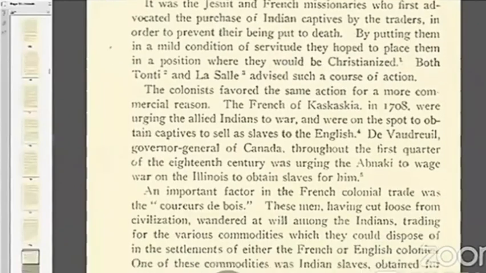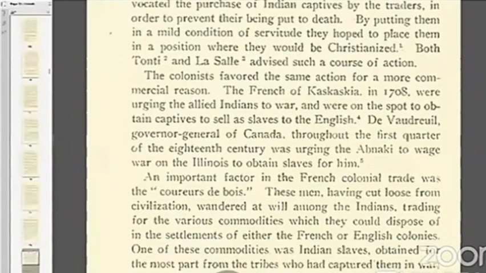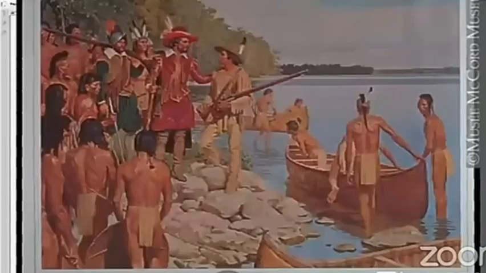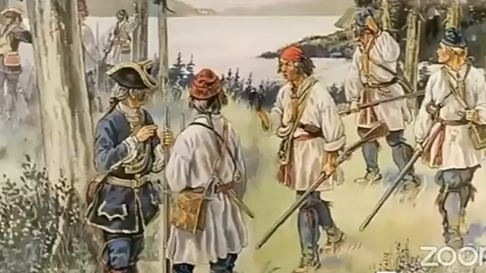An important factor in the French colonial trade was the coureurs de bois. These men, having cut loose from civilization, wandered at will among the Indians, trading for the various commodities which they could dispose of in the settlements of either the French or English colonies. All right, so they say trade. We gotta have the open quotes, close quotes, trade. They were basically slavers. Most of them. That was the real hustle. And today, that would be the money.